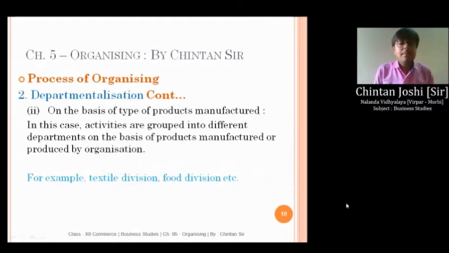Number two, on the basis of type of products manufactured. In this case, activities are grouped into different departments on the basis of product manufactured or produced by organization. Over here, example is textile division, food division, etc. Let me clear this example with a detailed one, right? Say for example, Reliance have their Reliance Smart, Reliance Trend, Reliance Jio, Reliance Gas Industries, etc. So according to the department.